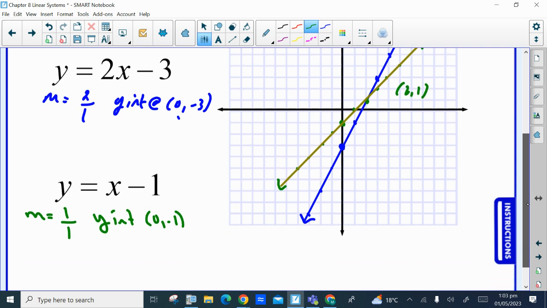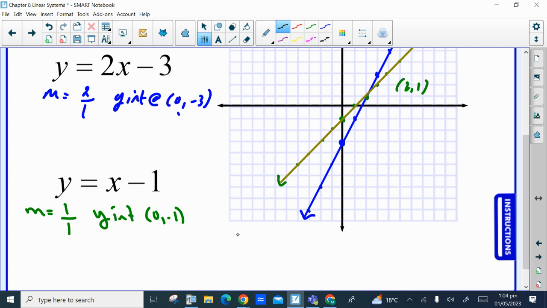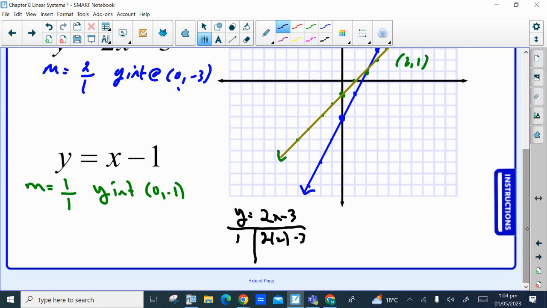And we can check that using the original equations. Y is 1, x is 2. So on the right side, 2 times 2 is 4, and 4 take away 3 is 1. So it works for the first equation. Checking the second equation. Y is 1, x is 2, and 2 minus 1 does equal 1. So it works. We get the same number on both sides.